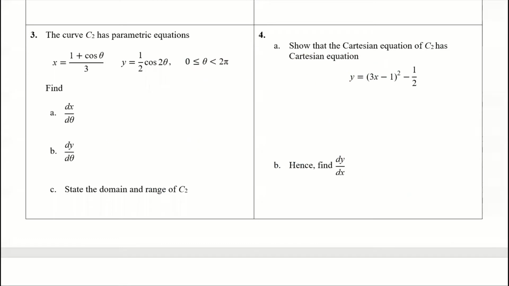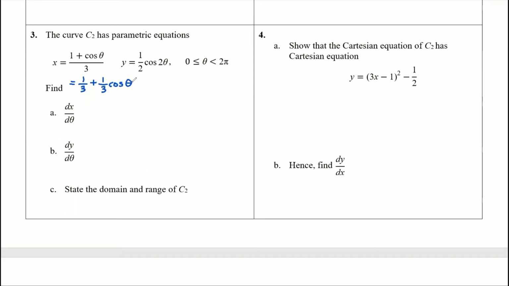So in questions 3 and 4, we've got a similar framework, really. We're going to look at parametric equations going into Cartesian equations, but this time we're dealing with trig functions. So once again, I'm going to have to find dx by d theta in this case and dy by d theta. And if we look at x, it's (1 plus cos theta) over 3. So again, if it's easier for you, write that as 1/3 plus 1/3 cos theta, maybe that will make it easier to differentiate. That's just what x is equal to.